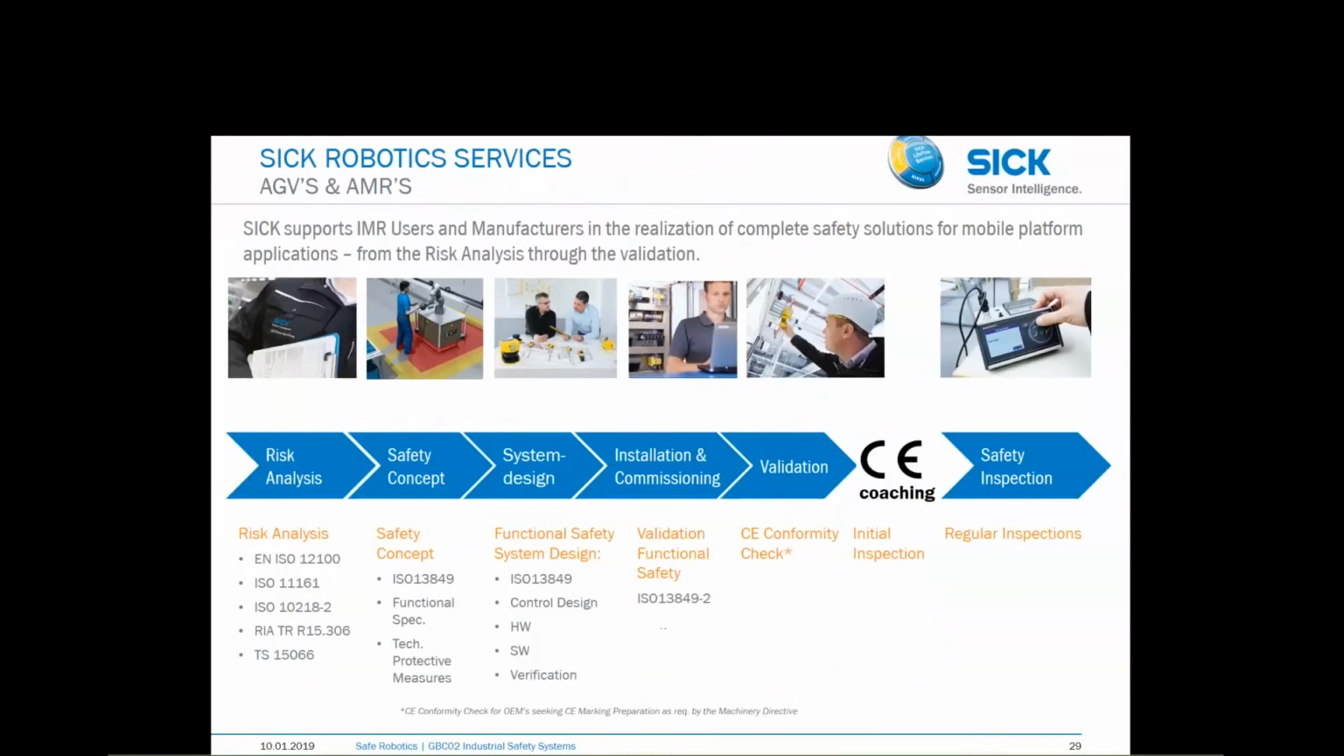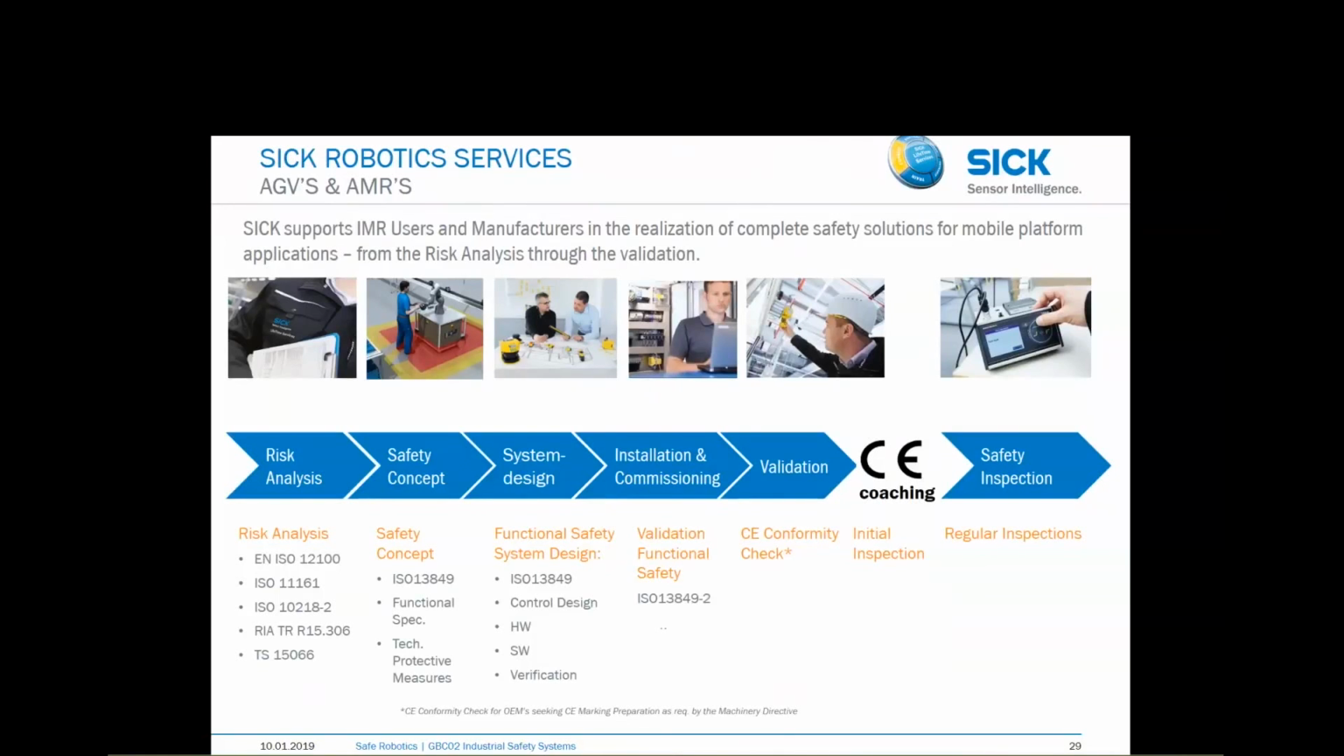So lastly, a little bit about SICK. We provide these, as I mentioned, there's 6 steps that we follow in a logical path whenever we're providing our consulting services and we're thinking about supporting our customers in the application of the sensing products and or their safe implementation on these types of platforms.